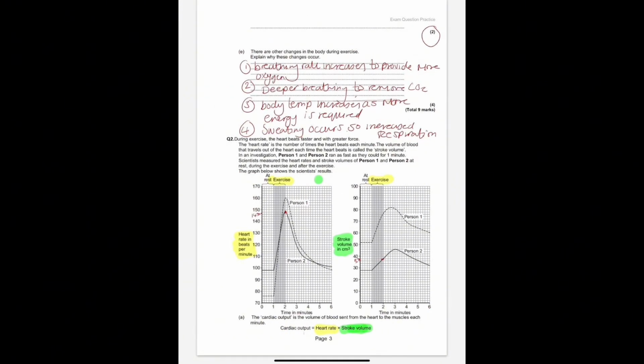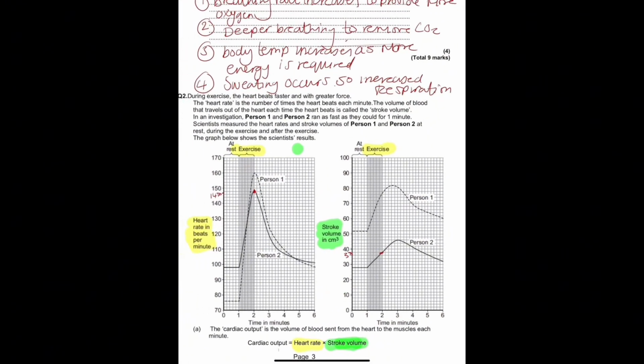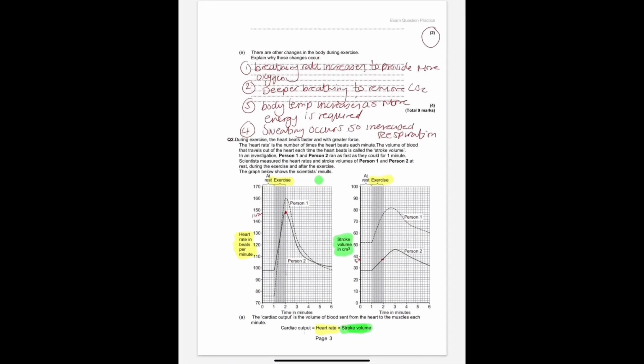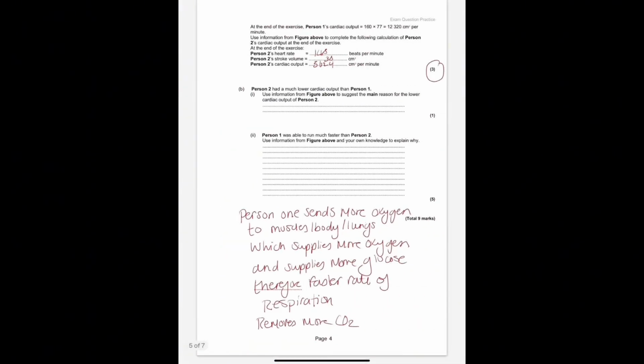When I did this exam question with my students, they weren't getting the right results because they weren't looking at the area where they're exercising. They looked at the area where they were not exercising. So just look at the area where they are exercising on the graph. Okay, and let's do B.